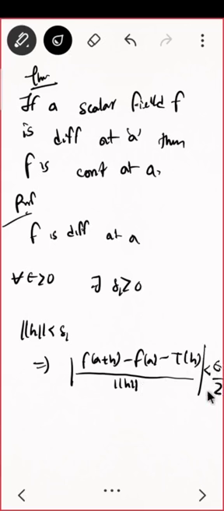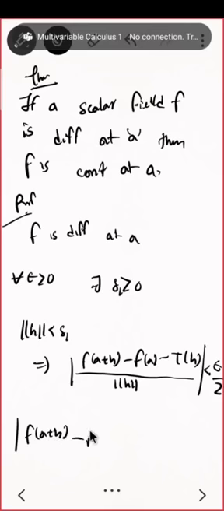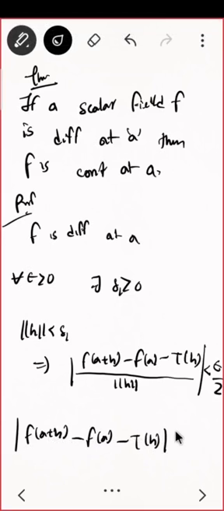I'm writing. That means mod of f of a plus h minus f of a minus T of h is less than norm h into epsilon by 2. Okay. So we have got the first part. What is the next thing we want?